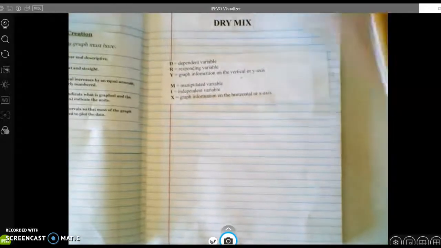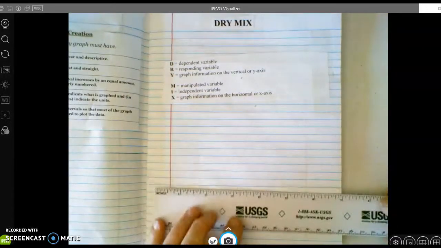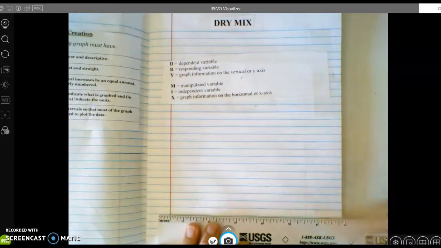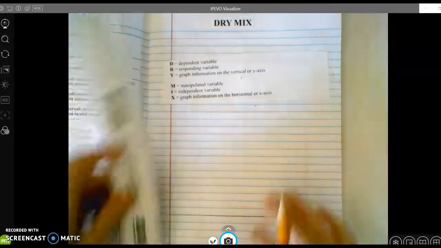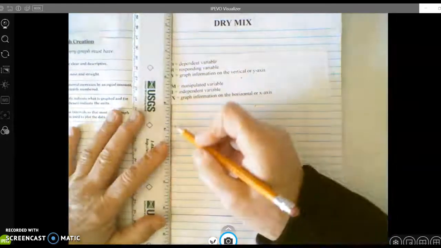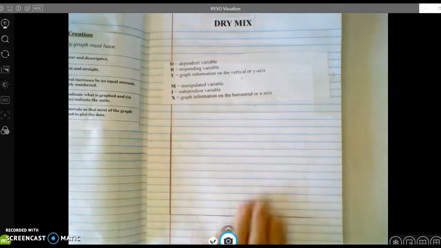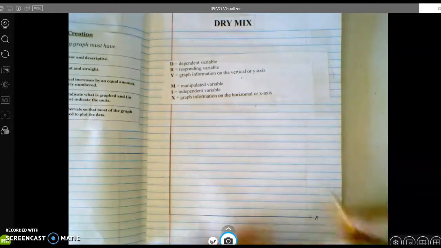All right, so DRY MIX. How do we know the X from the Y, where the variables go? So you're going to take your ruler, and right under where you wrote DRY MIX, we'll draw a nice straight line, just like so. Another one here. You can even use this as a guide of what graphing should look like. So here is the bones of our graph. And this is our y-axis, and this is our x-axis, if you don't remember that.